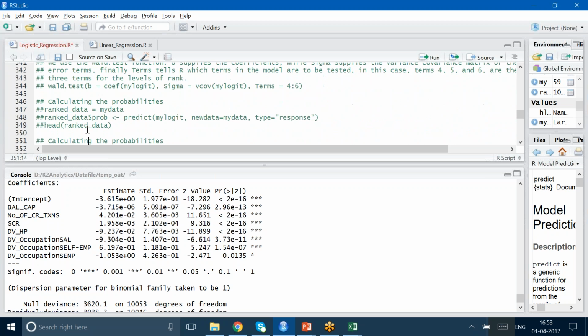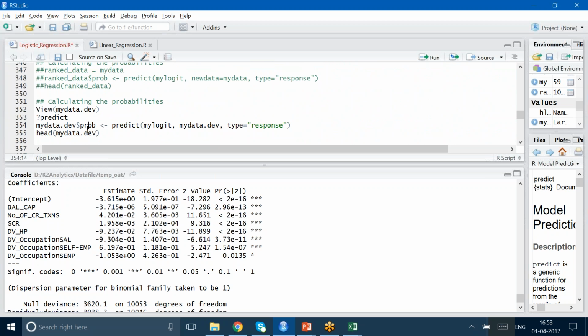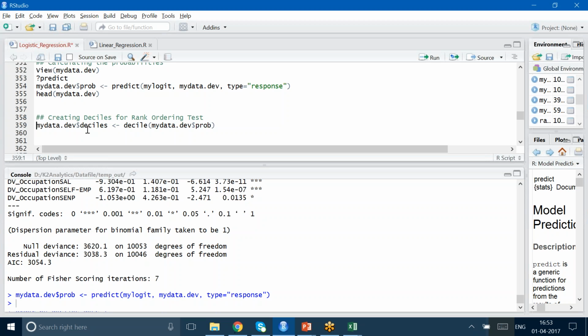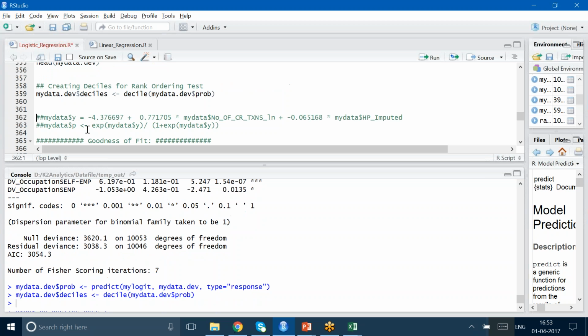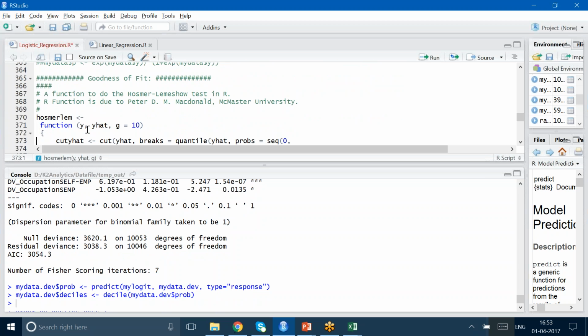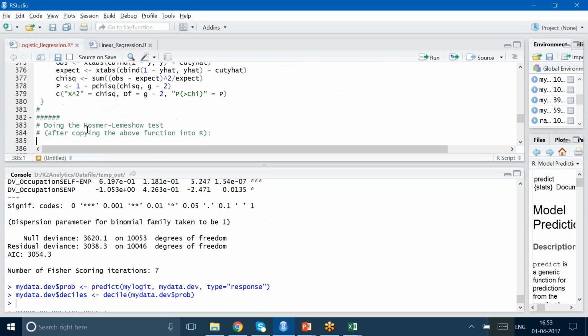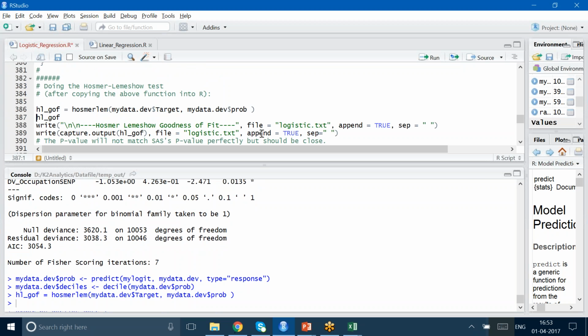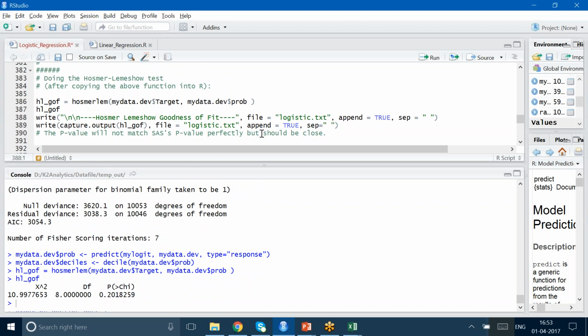Using that model, I have to recompute the probabilities. If I've recomputed the probabilities, I have to again create the deciles. And before going to rank ordering, let me now see the goodness of fit, because goodness of fit is where my problem came. I have predicted the probabilities, I have computed the deciles. Let me go with this, and I hope this time it works.